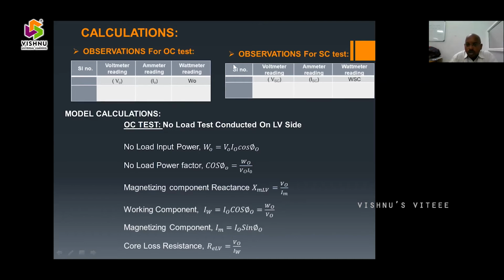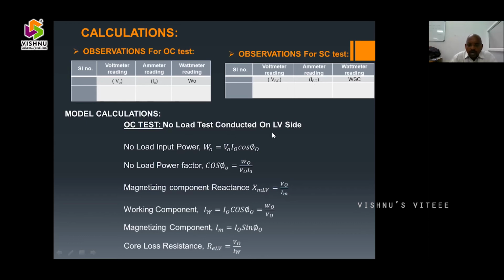From the short circuit test, we get similar readings: VSC, ISC and WSC. The voltmeter reading is VSC, the ammeter reading is ISC, and the wattmeter reading is WSC. From this tabular column, the wattmeter reading WSC represents the full load copper loss of a particular transformer. From these readings, step by step, we are calculating all these parameters.